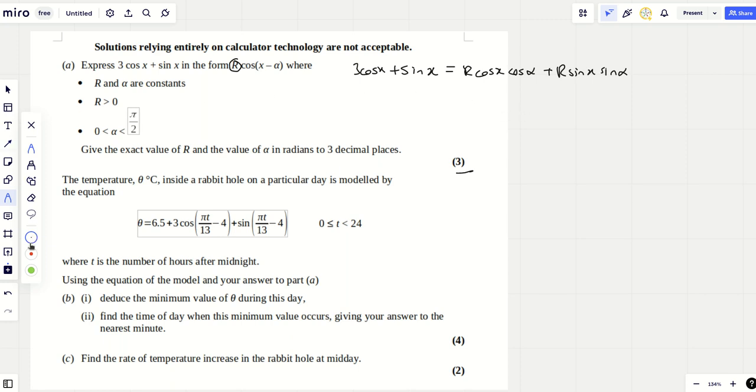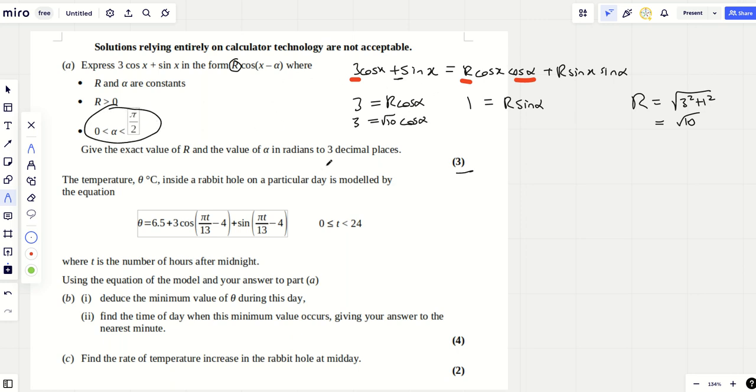And then what we can say is, well, our 3 must match with r cos alpha, because the cos x on this side has been multiplied by 3, the cos x on this side has been multiplied by r cos alpha. And so I can say that 3 equals r cos alpha. Likewise with the sine, I can say 1 equals r sine alpha. Now, I personally just write down r straight away as root of 3 squared plus 1 squared, which you're always allowed to do. It's root 10. If you plug that in either one of these, you can easily work out alpha. Make sure you're in radians, because we're in radians. That's what tells me we're in radians.